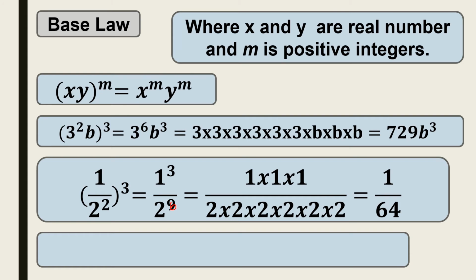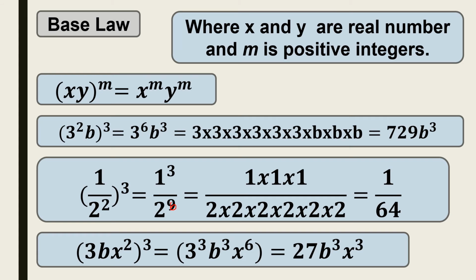Okay, so next. 3b squared times 3 equals 3 cubed b cubed x to the 6th power, equals 27 b cubed and x cubed. Okay, so again, this is 6. As you may see, it distributes the 3 here with b, with x, and also with 3. It distributes there. Okay.